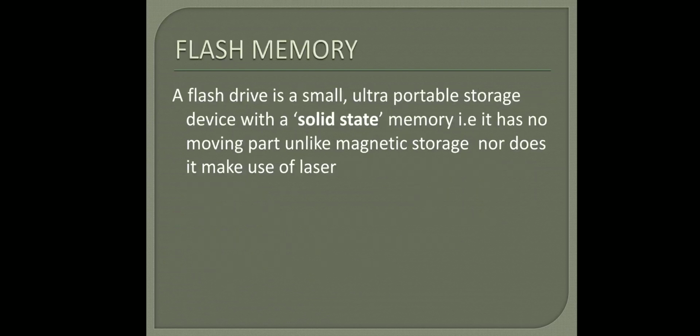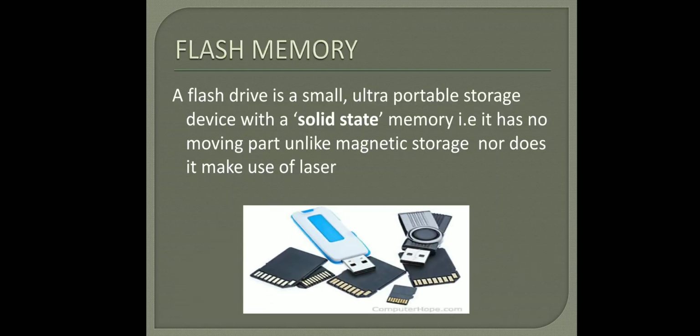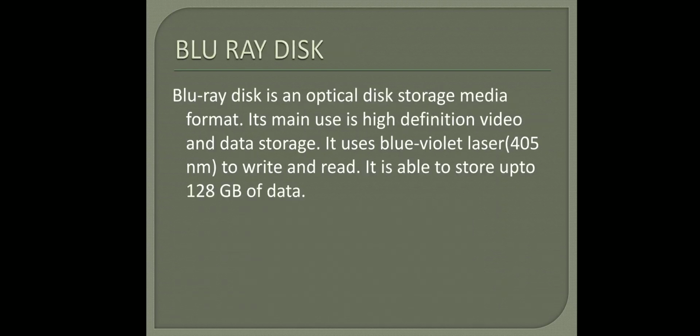Now flash memory, this is the most widely used nowadays, and this is the most important part of our memory system. A flash drive is a small ultra portable storage device with a solid state memory. It has no moving part unlike magnetic storage, nor does it make use of laser. Only electronic circuit is there that is used to save the data. Now you might have seen all these. This is the memory card and the pen drives which we are using. This is called flash memory.